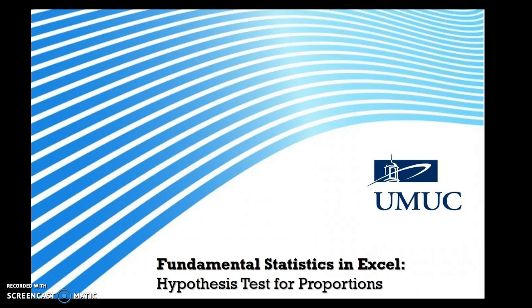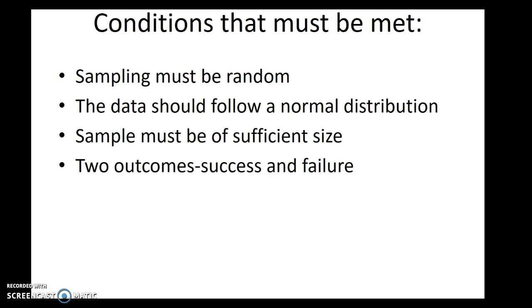There are a few conditions that you should consider in order to perform the calculations. Those are: the sampling must be random, the data should follow a normal distribution, the sample must be of sufficient size, and there should be two outcomes, success and failure. Success and failure are defined differently than what you would traditionally think of. It's more like a yes or no that this outcome does occur, or yes or no this observation was made.